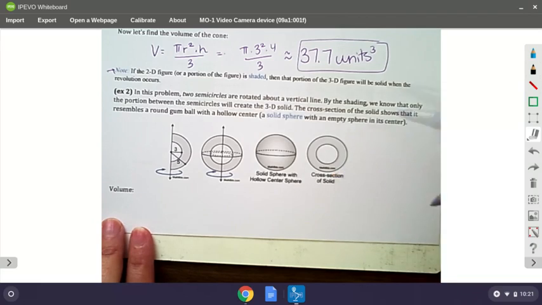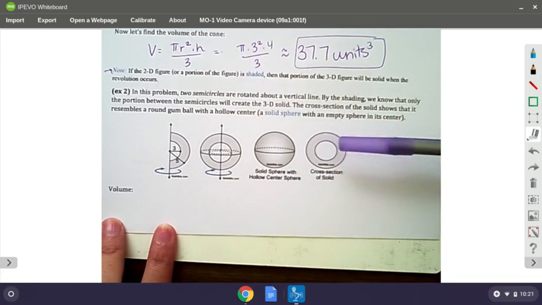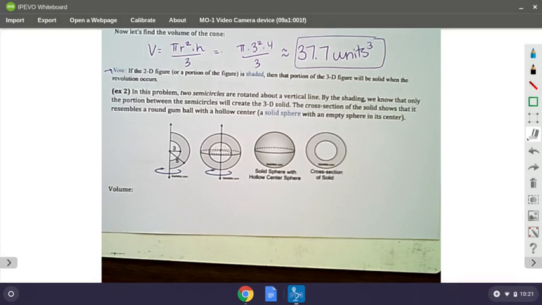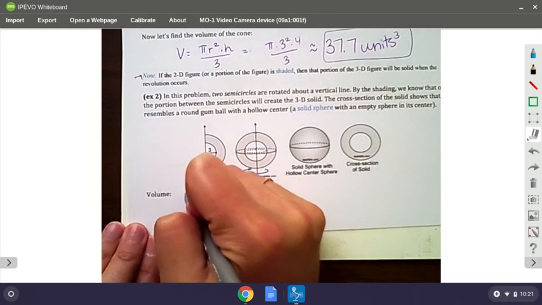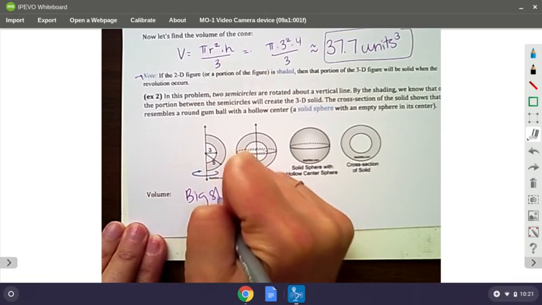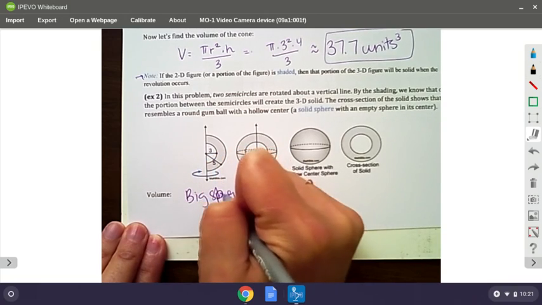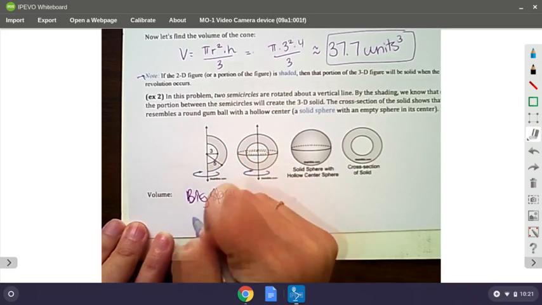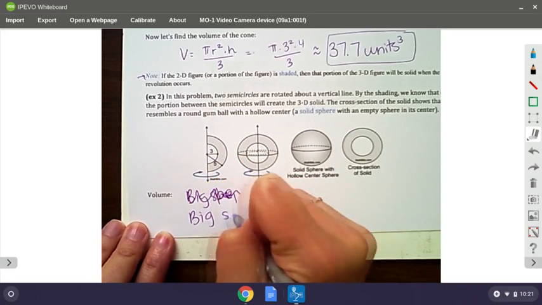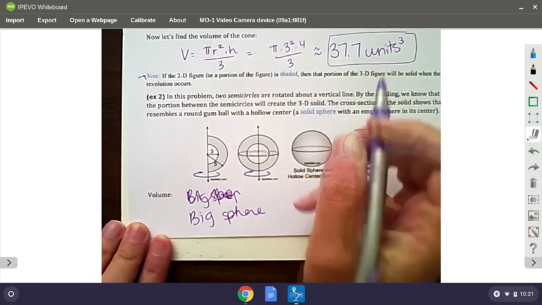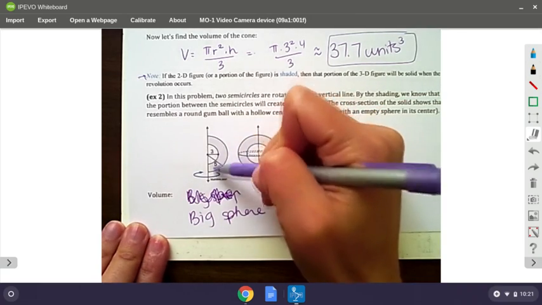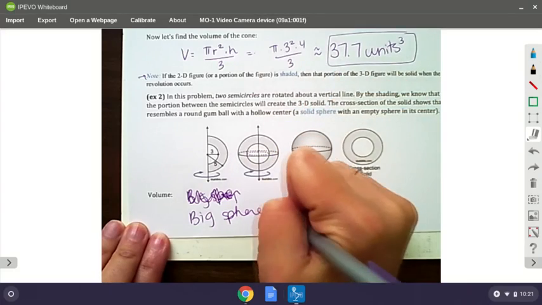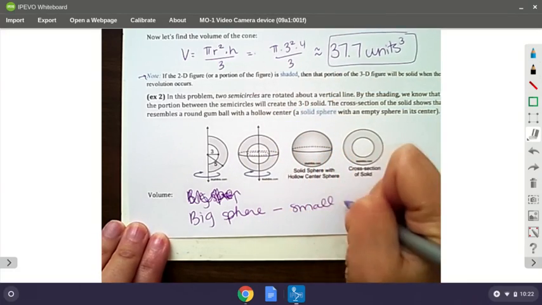A cross section just means if I were to slice this in half, that's what it would look like inside. So move this mouse out of the way. Okay, so basically what this one's going to be is you have the big sphere. That would be as if this whole thing was filled in, and then minus the small sphere.